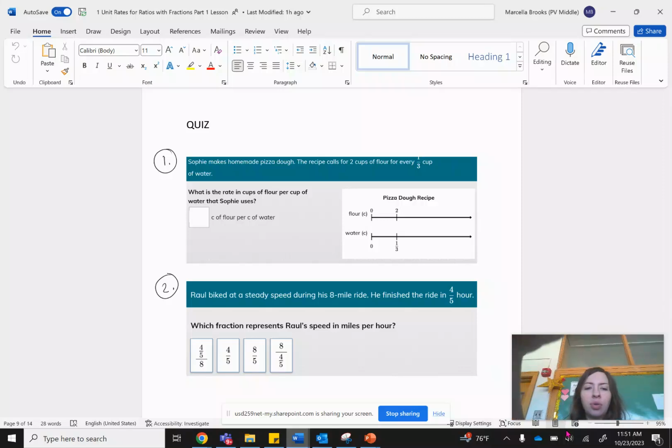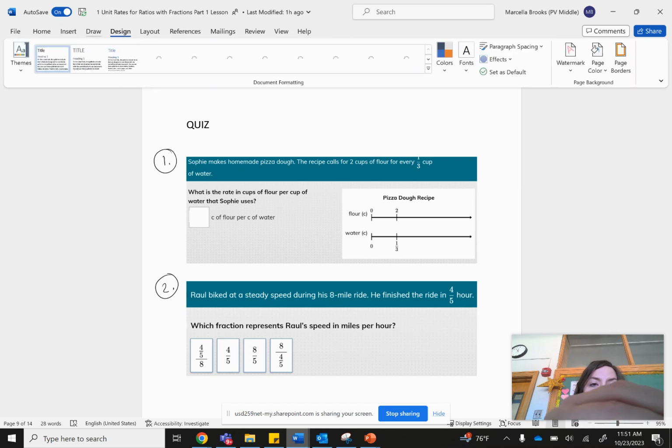All right, so this is the quiz in your packet. So I'm just going to read these and give you little hints. The goal is for you to do this by yourself because these are all level 3 questions, okay? So level 3, let's write that on there.